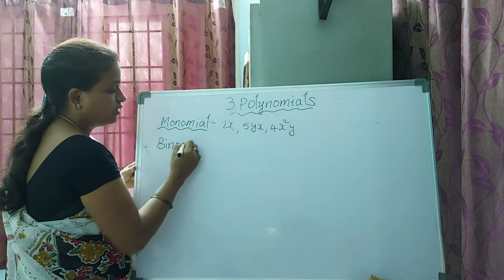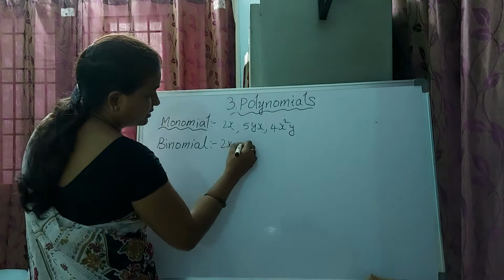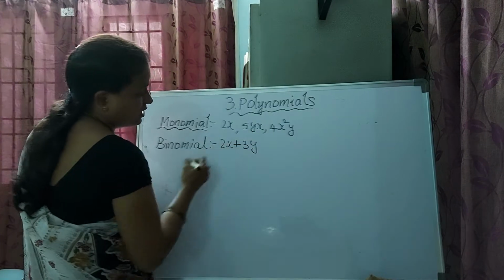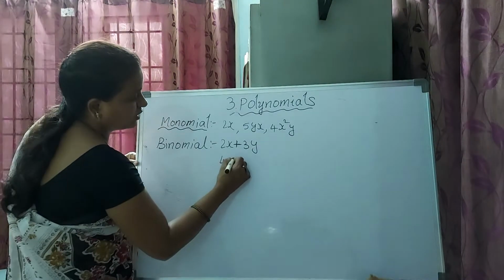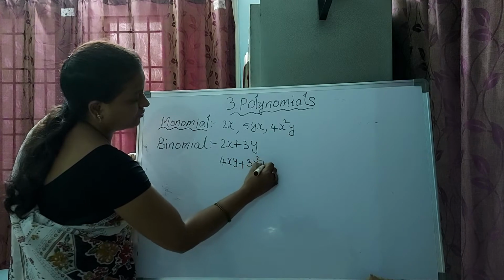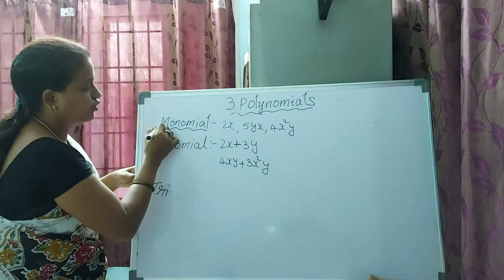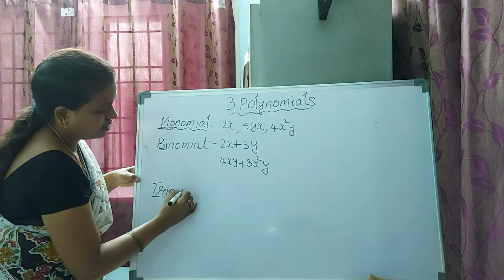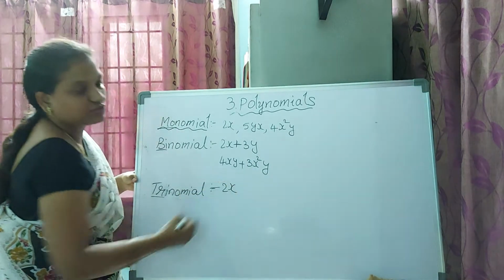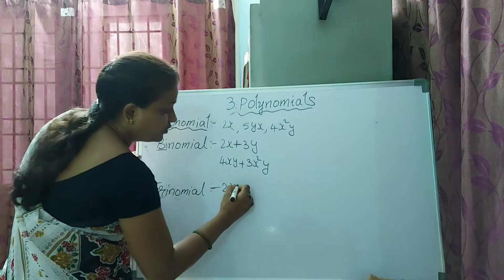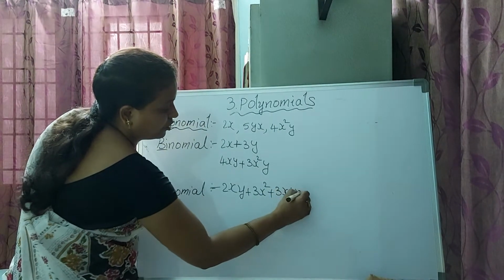Binomial means two terms. It should contain two terms. 2x plus 3y. Combination of two terms by the fundamental operations, that is plus or minus. One more example, 4xy plus 3x square y. This is a binomial. Next, tri. Bi means two, mono means one. Trinomial means three terms. If an algebraic expression contains three terms, we call it a trinomial.